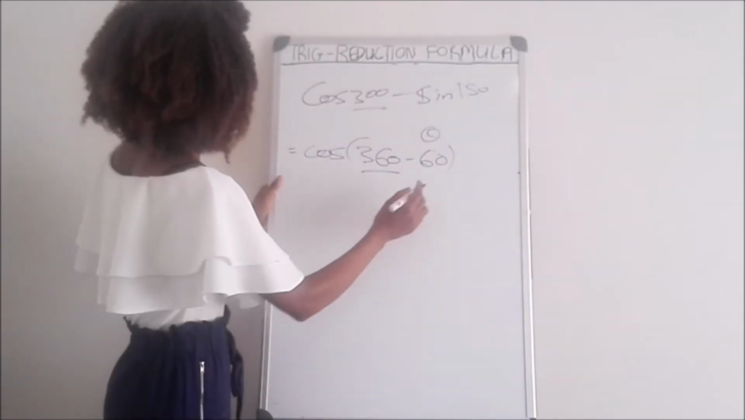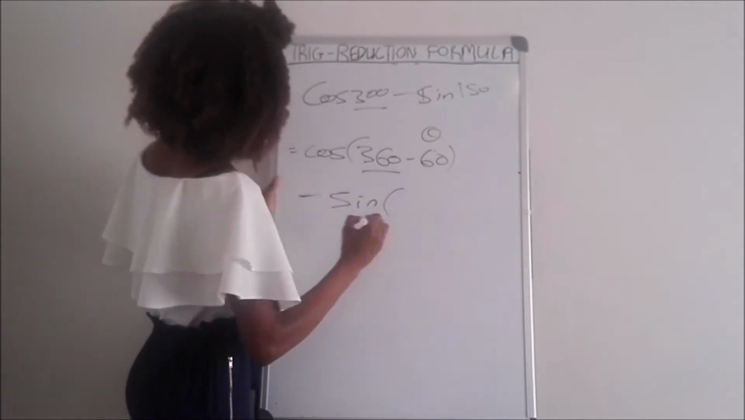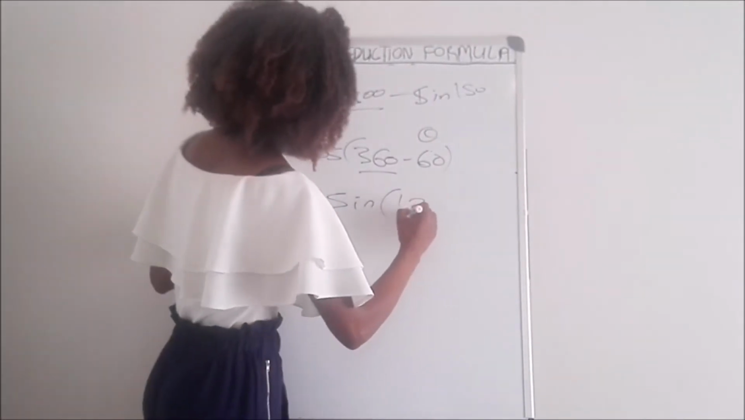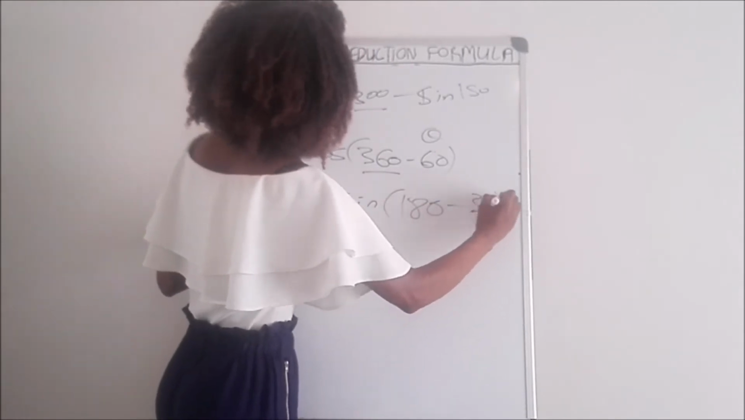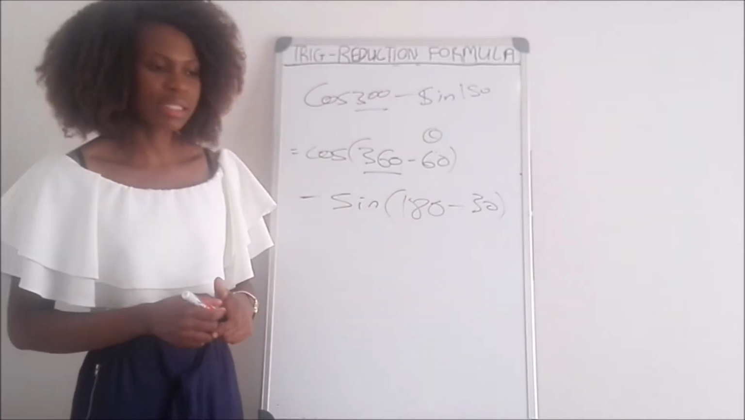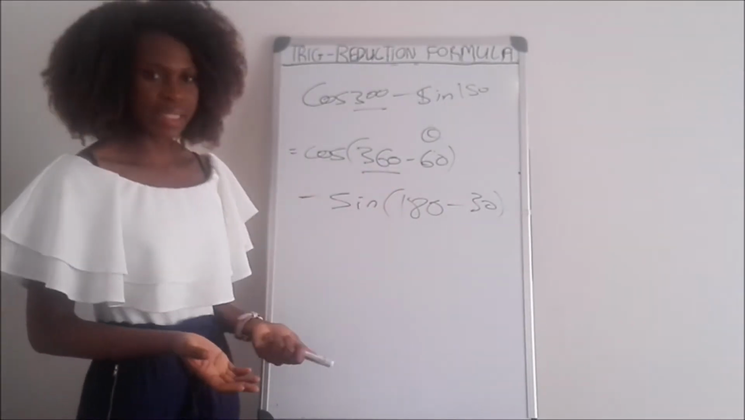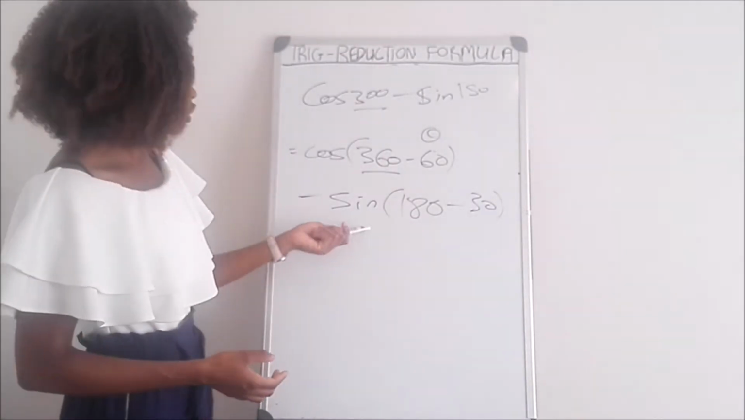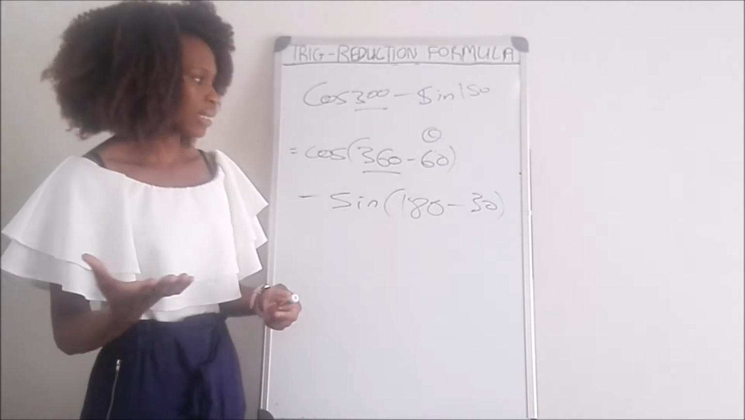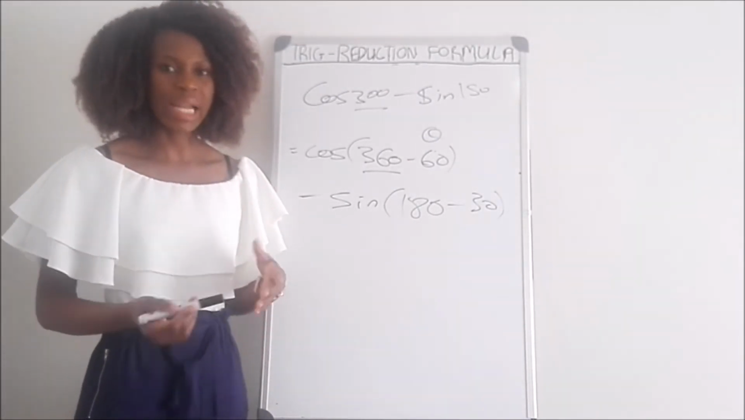And then when it comes to minus sine 150, we need two numbers that when we add or subtract them, give us 150. One of them is 180 minus 30. It's not always compulsory that you must use 360 minus 60. You can actually use 270 plus 30 for this case. It's still fine as well. And also for 150, you can still use 90 plus 60. So it's still fine as long as it gives you the right answer.